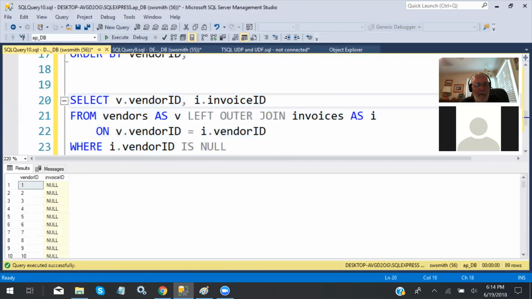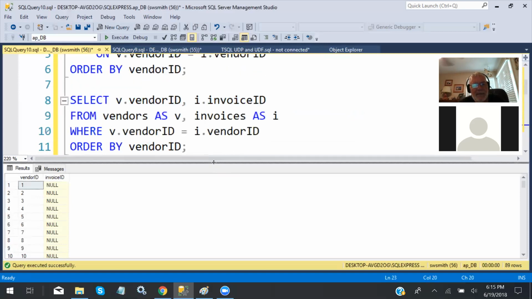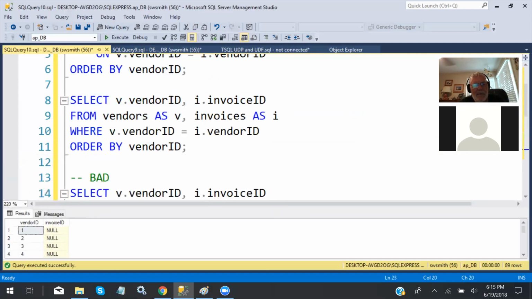Okay, then an inner join can be written in such a way that it becomes an outer join. Can an inner join be written to become an outer join? Well, it can be, back in the old days when all we had was this syntax right here. This is the old syntax.